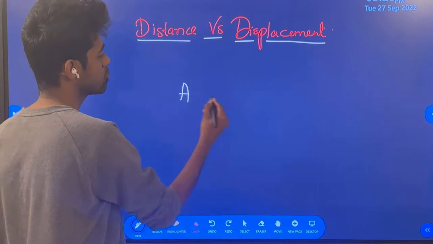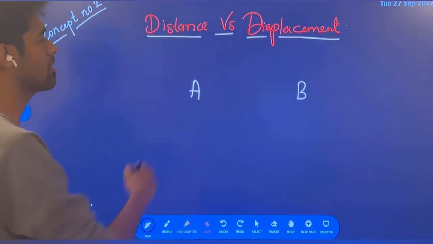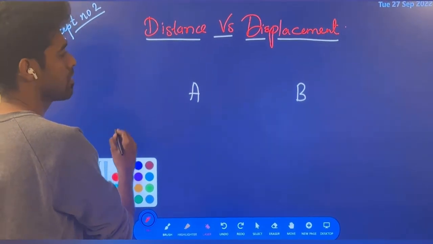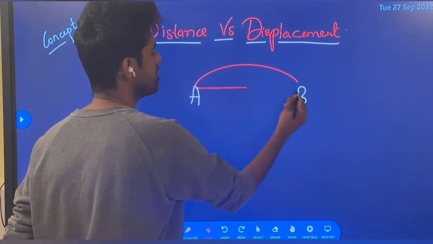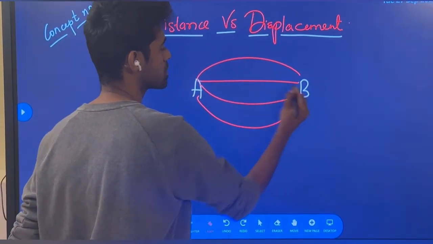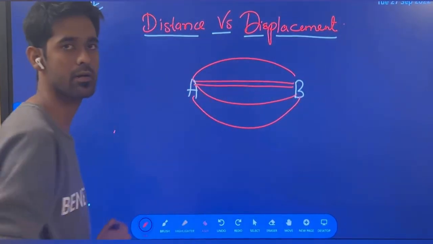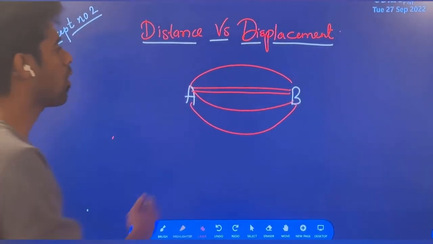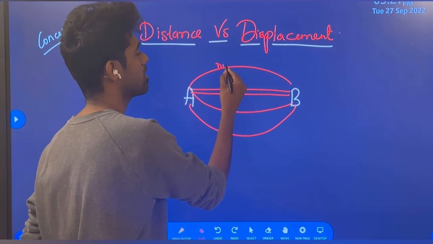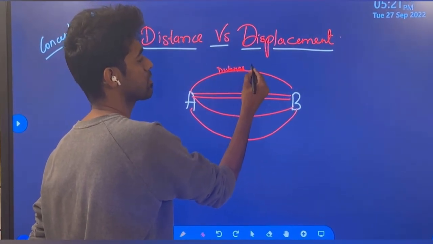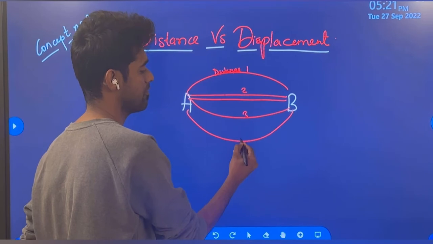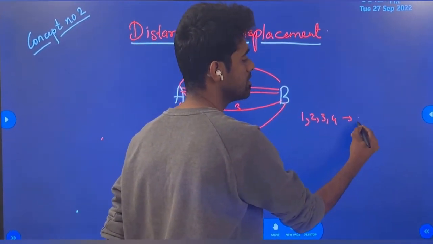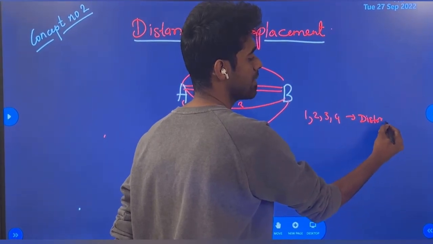So let's suppose there are two cities A and B. Now if I want to go from, let's say, A to B, I can go from anywhere, right? Let's suppose these are the possible routes to go from A to B. These are the 3 or 4 possible routes in which we can travel from A to B. All these routes are distances. Let's suppose I name them 1, 2, 3 and 4. Alright, these 1, 2, 3 and 4 are the distance travelled from A to B.